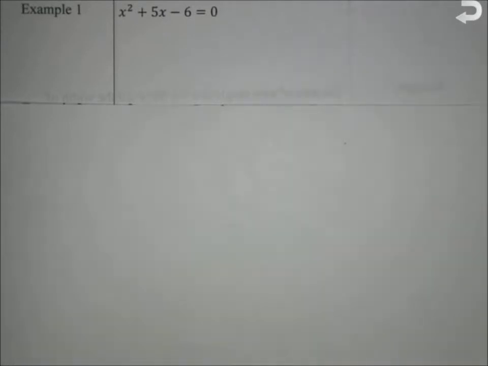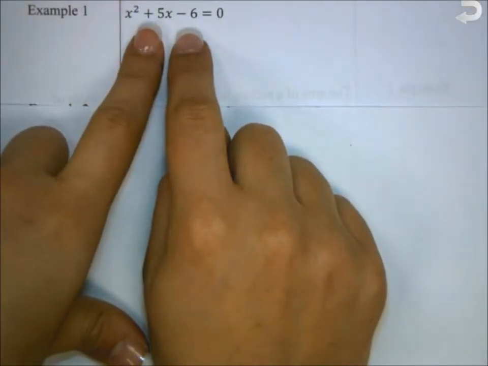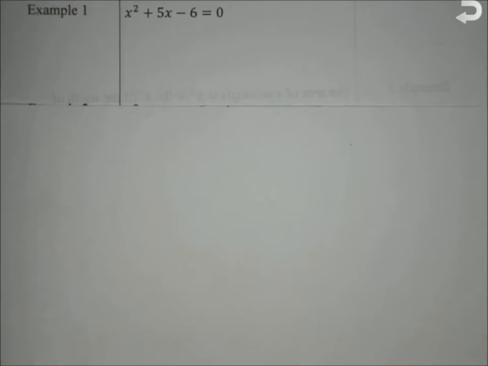Okay, so our first step was to set the equation equal to 0. Is this guy equal to 0? No. Yes, he is, right? This one's equal to 0, so we're good there. So step 2 is we want to factor completely.